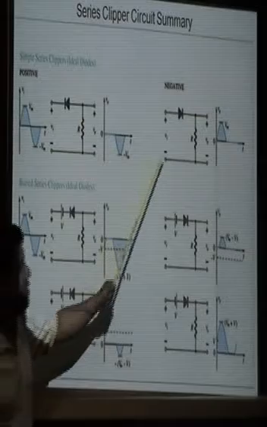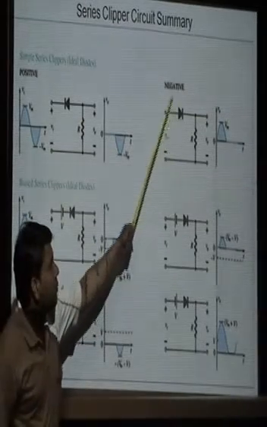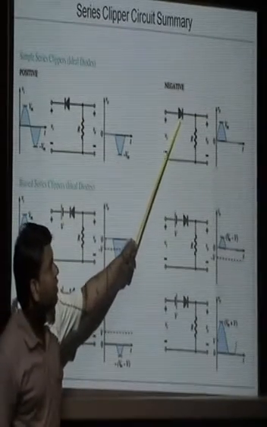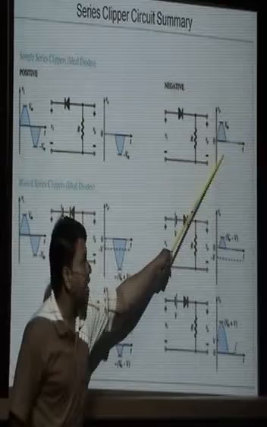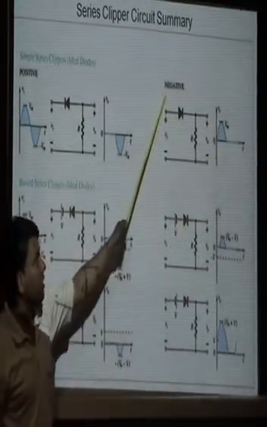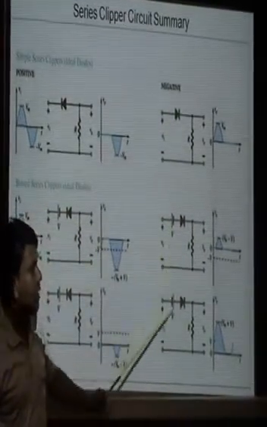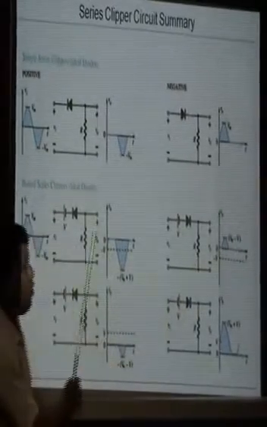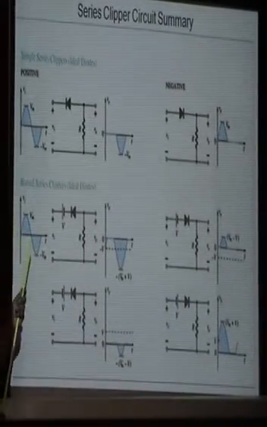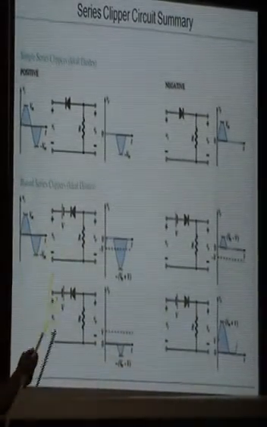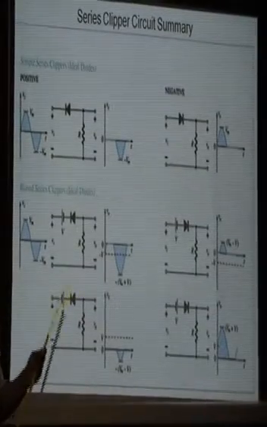Similarly, here the diode is attached in the other direction and it clips the negative portion of the waveform, so this is a negative clipper. Here the battery is attached, so these are the biased negative clippers. The operation discussed in the previous slides is the same. I can again brief it.